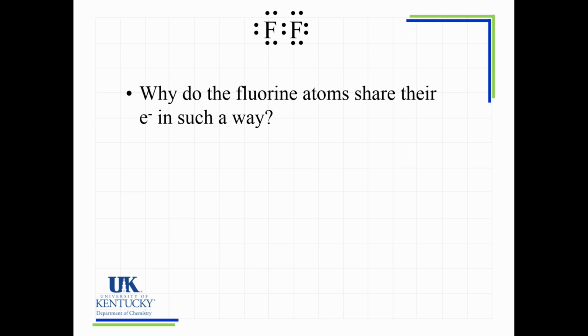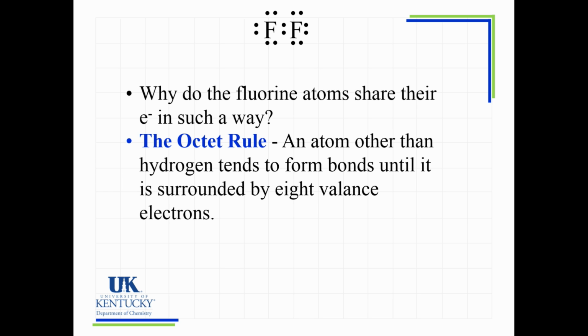Okay, so we've already talked about this, but we'll go ahead and get it in our notes. Why do the fluorine atoms share their electrons in this way? Well, it's called the octet rule. The octet rule says that atoms other than hydrogen, okay, hydrogen doesn't do this, tend to form bonds until they are surrounded by 8 valence electrons. Now, this is the octet rule. It is not the octet law. It is not a law, but it is a tendency. They tend to form bonds until they're surrounded by 8 valence electrons.